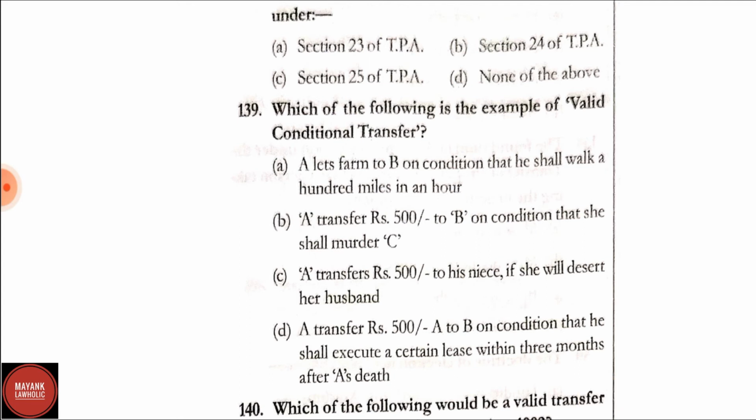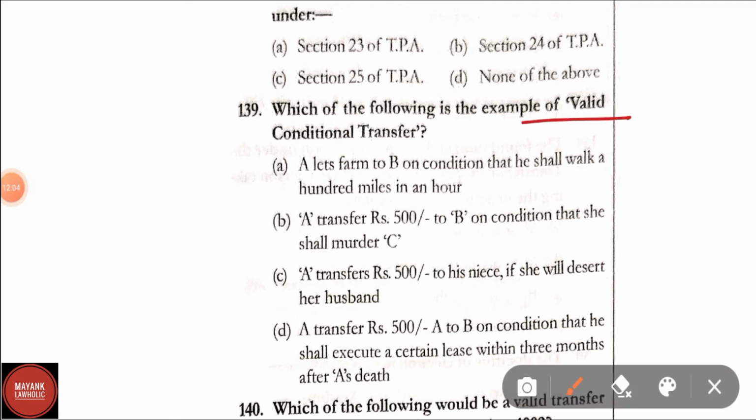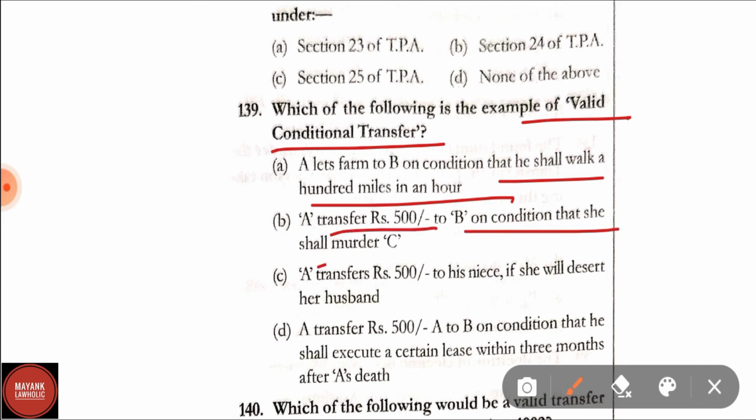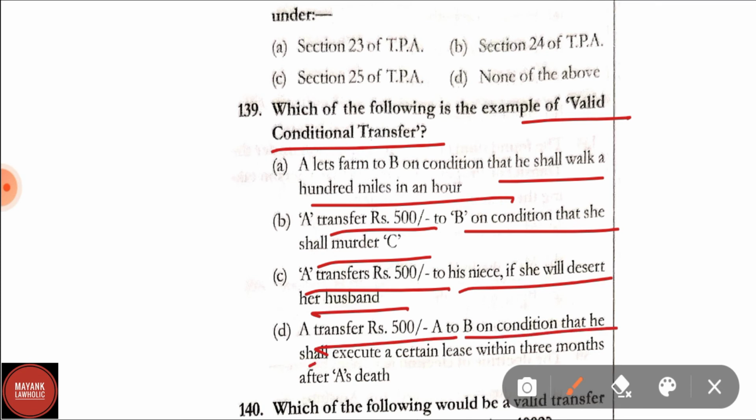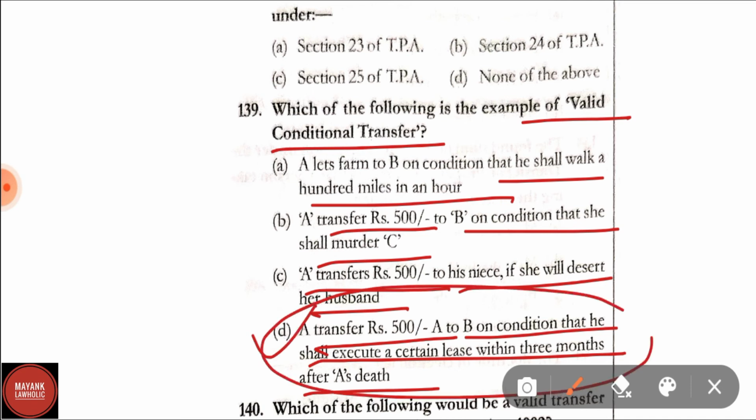Question number 139. Which of the following is the example of valid conditional transfer? Options are A lets farm to B on condition that he shall walk 100 miles in an hour. A transfers rupees 500 to B on condition that she shall murder C. A transfers rupees 1500 to his niece if she will desert her husband. And option D, A transfers rupees 500 to B on a condition that he shall execute a certain lease within 3 months after A's death. Here the correct answer is option D.